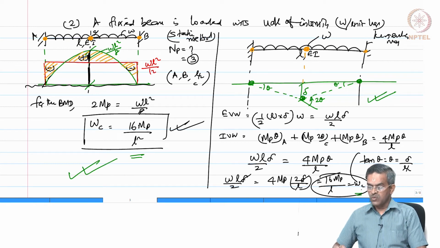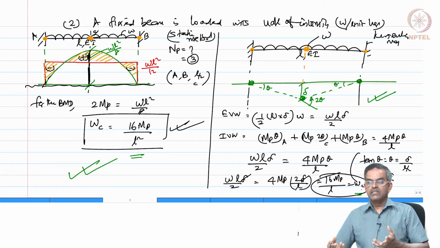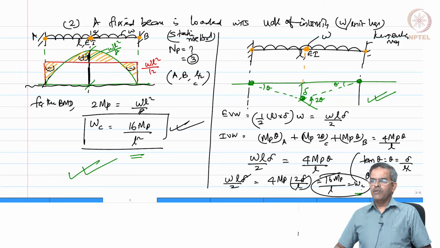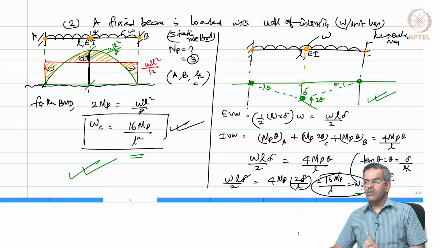And friends, you will also notice that there was no iteration involved. In one stretch we got the answer. You may be wondering, when will the iteration come? When you have got more than one collapse load obtained from the analysis, then the iteration will start.